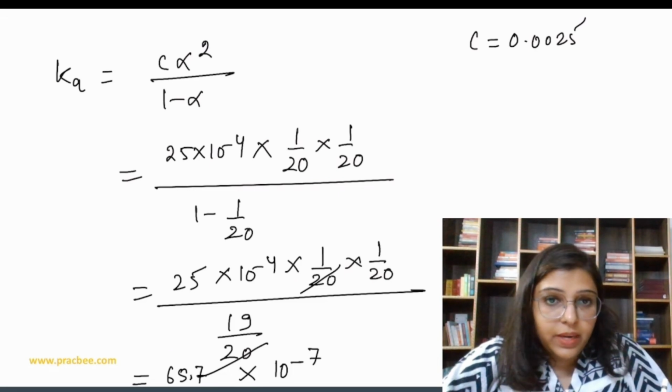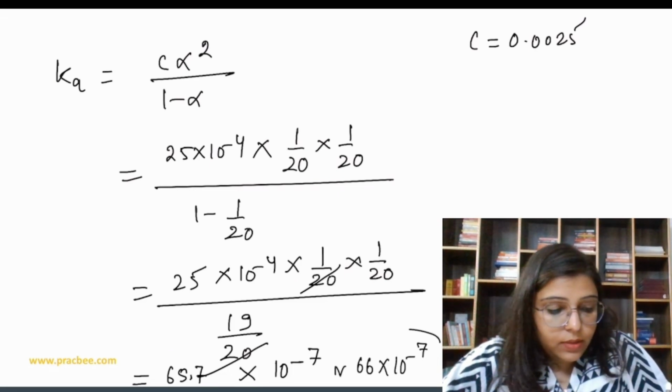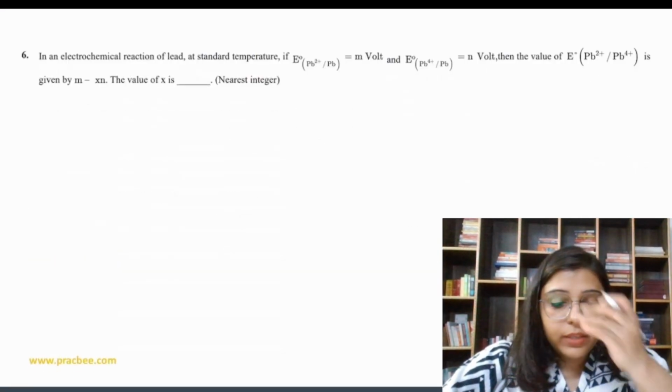So 65.7 into 10 to the power minus 7, we can write as 66 into 10 to the power minus 7. That's it. Okay, now let's do the next question.